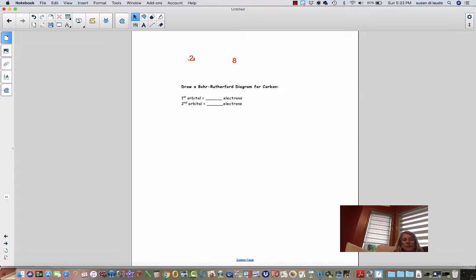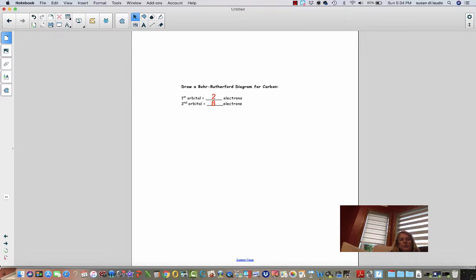So how do I go about drawing the Bohr-Rutherford diagram for carbon? Well, remember a few rules. The first energy level, the first orbital, can hold 2 electrons. The second can hold a maximum of 8. The third can also hold 8 for our purposes, although when you get to grade 11, you'll learn that it actually can hold a maximum of 18. So I know what I can fit in each energy level.